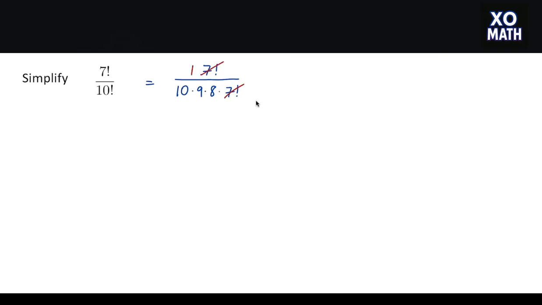It's going to leave us with a 1 on the top. And so now we can just multiply what we have going on in the denominator here. So I'm going to have 1 over 9 times 8 is 72 times 10, that's 720. 1 over 720.